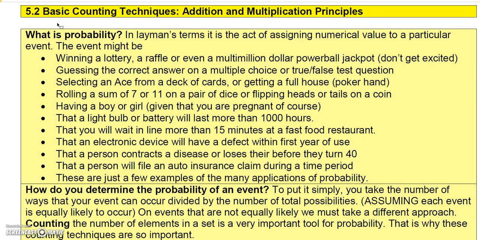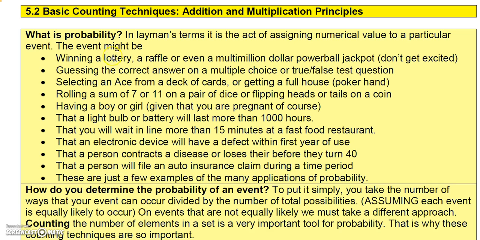We're going to learn a couple of counting techniques in the next couple of videos, and one of the reasons you need counting techniques is you need a way to assign a number to a particular event that represents that event's probability. And so to get that probability, you need to know how many elements are in the set that contains all the possibilities for the particular event.